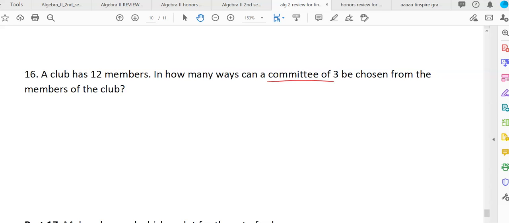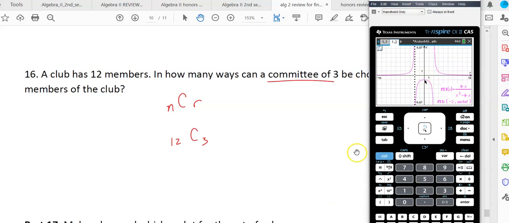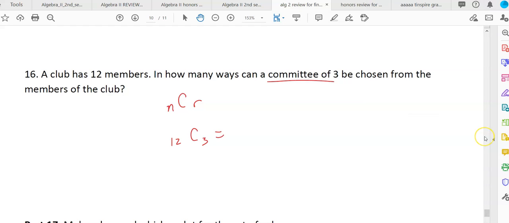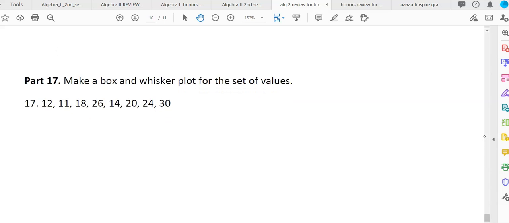Is order important? Committee, when you choose a committee, I would say no. So right away, you're using nCr. So this would be 12 choose 3. Just type that in your calculator, if you remember how to get there. On a scratch pad or something, then you go to probability, combinations. So nCr 12, 3, and we get 220. He was recognizing order is not important when you're choosing a committee.